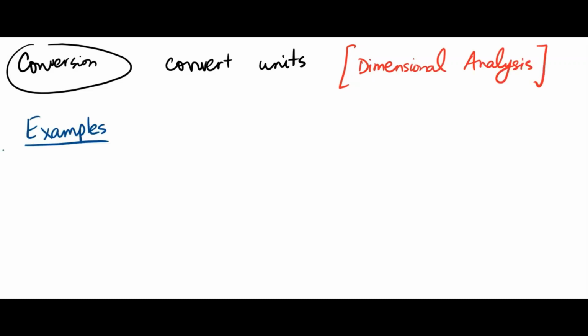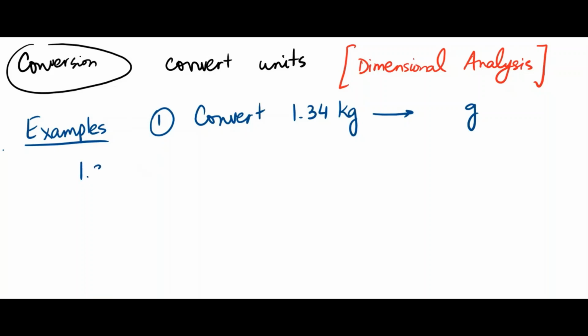Now when we talk about conversion, it means converting to other units, and a fancy name for it is dimensional analysis. It's the method of treating units as algebraic quantities which can be cancelled. So let's do a couple of examples. Let's start with a simple one, converting 1.34 kilograms to grams.